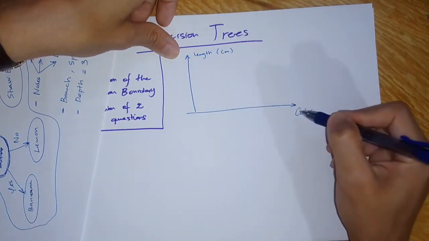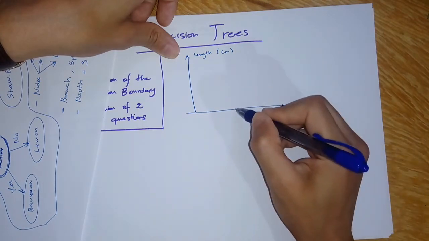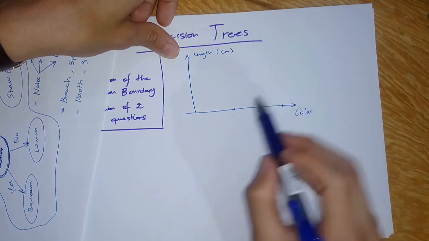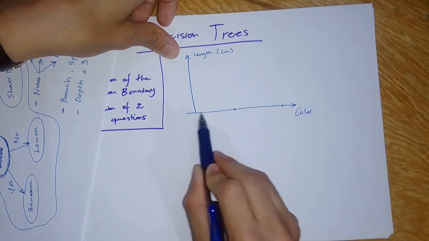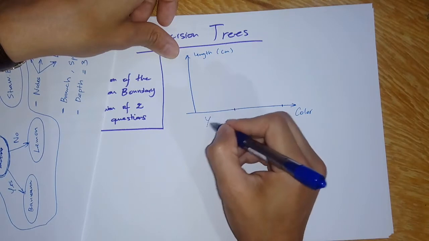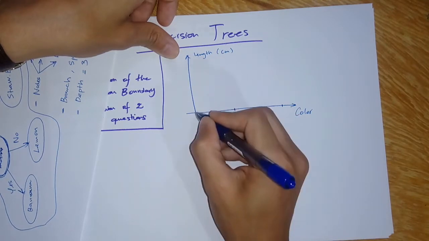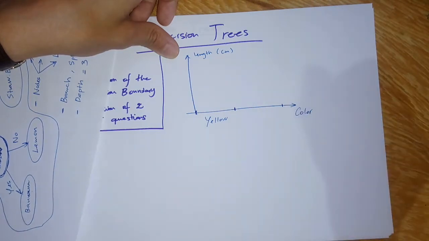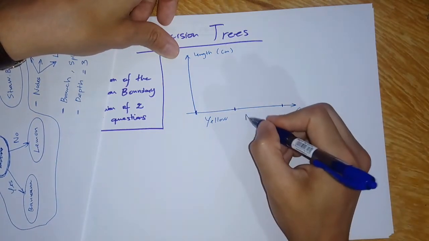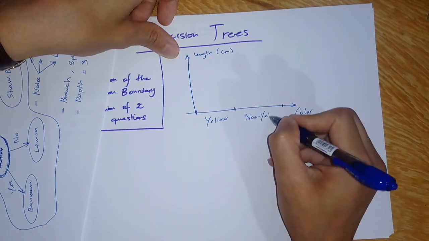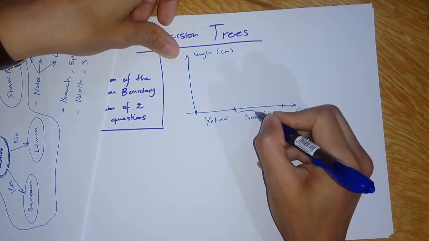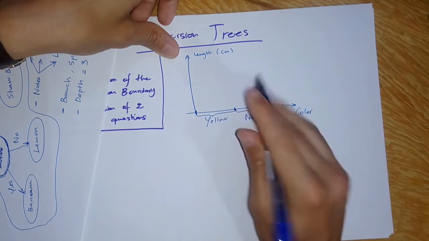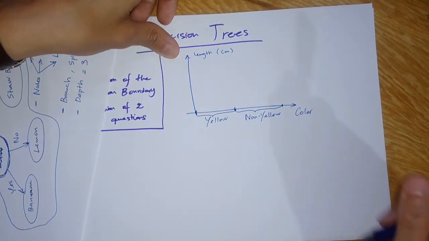And of course I have only two possibilities of color, which is either yellow or non-yellow. So I would have here two bins, right? So this would be associated with yellow. This is yellow from here to here. And this bin here would be associated with non-yellow color. This is non-yellow, and this is yellow, and this is the length in centimeters.